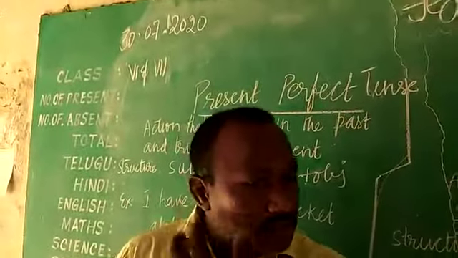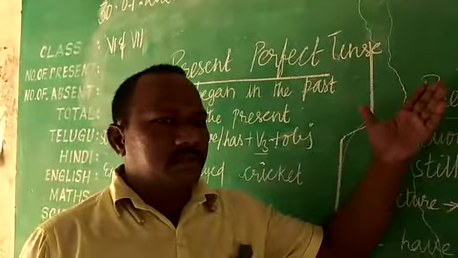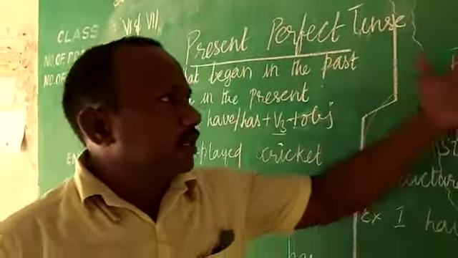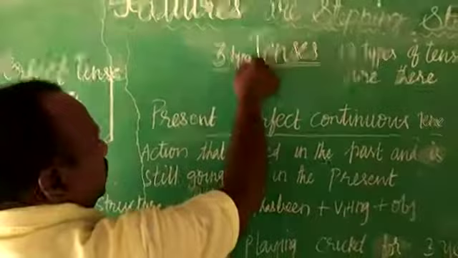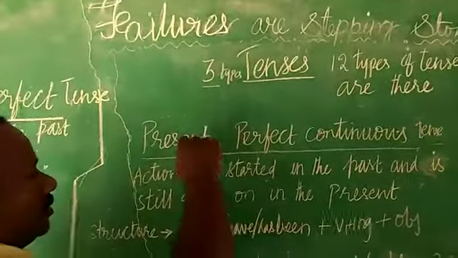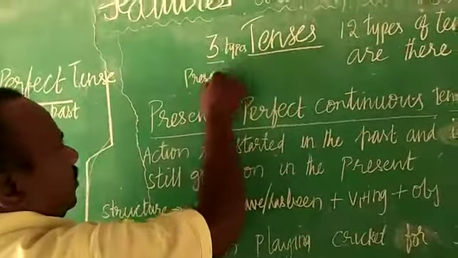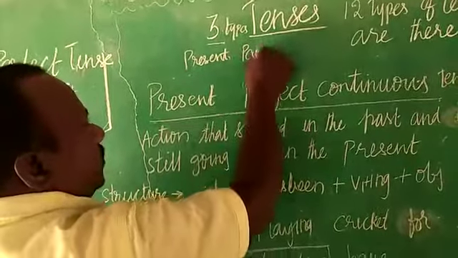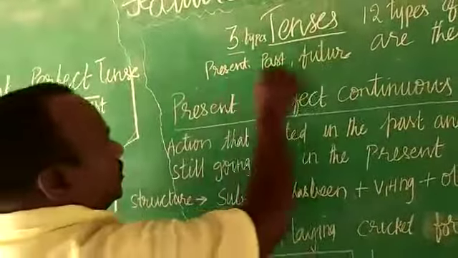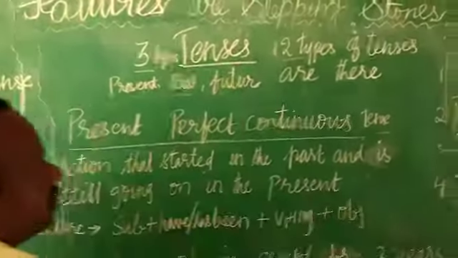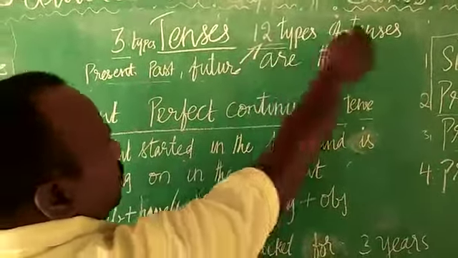Yesterday we discussed tenses. Tenses talk about time. I also said that tenses are mainly three types: present tense, past tense, and future tense. And these three tenses are again subdivided into 12 types. So there are mainly three tenses, and they are subdivided into 12 tenses.